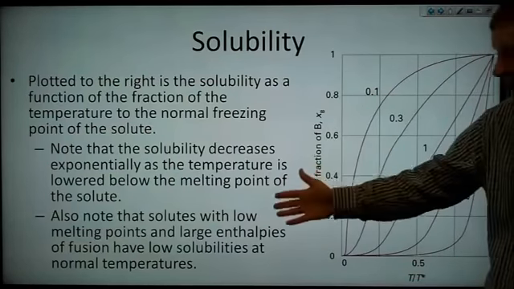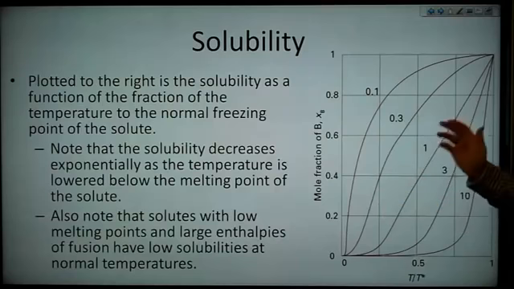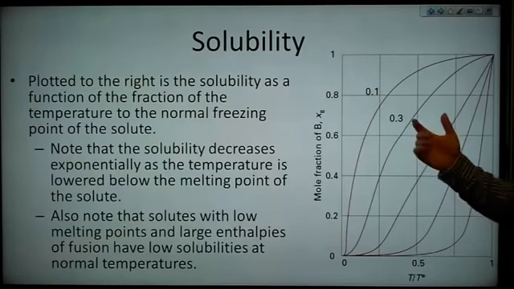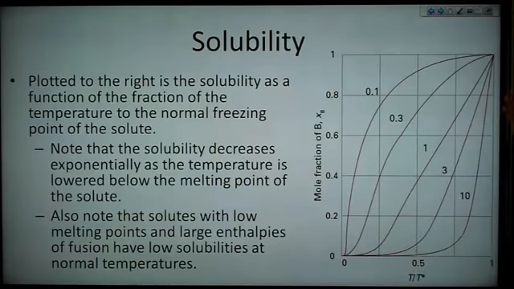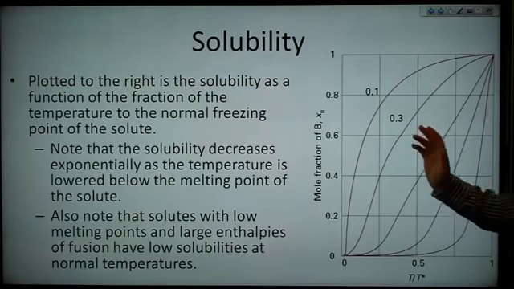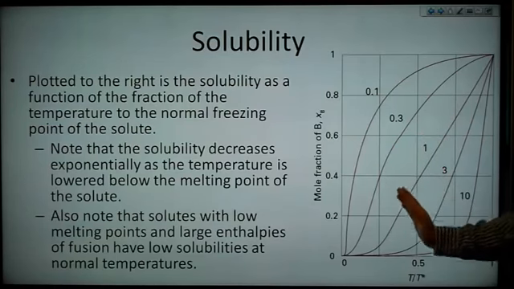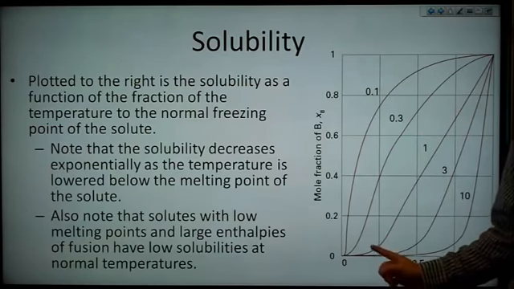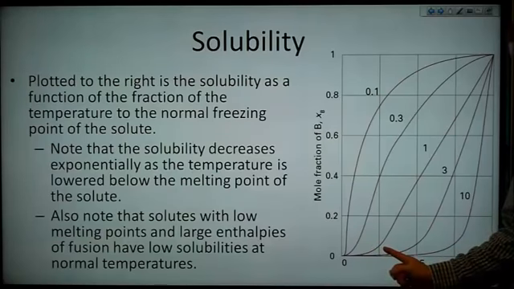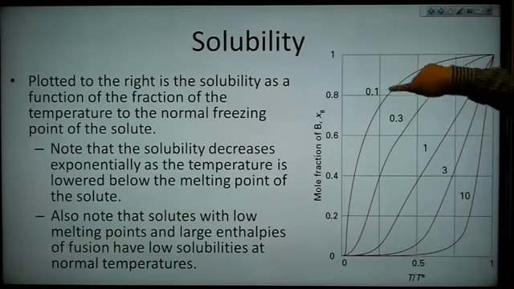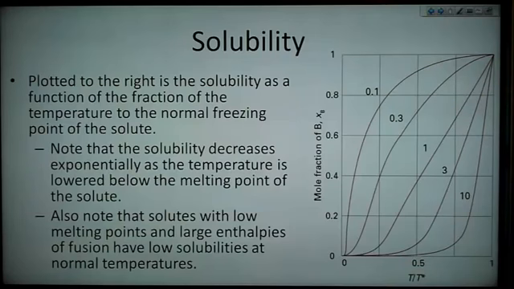Alright, so also note that our solutes with low melting points and large enthalpies of fusion have low solubilities at normal temperatures. So if you are far below your normal melting point, you're going to get a relatively low solubility. And now here we have different values for the enthalpy.